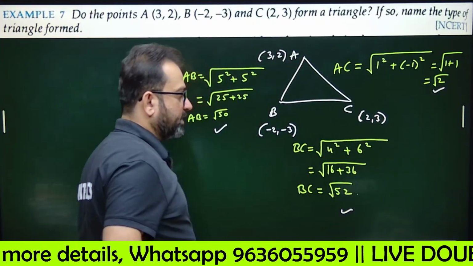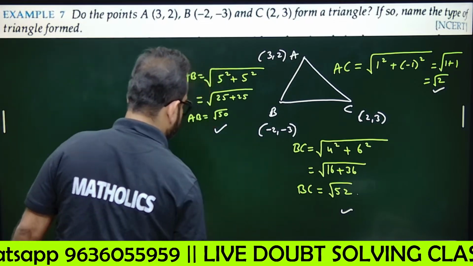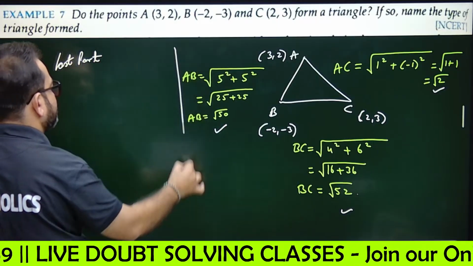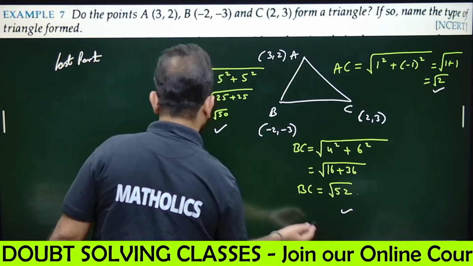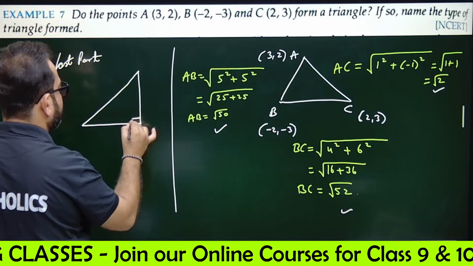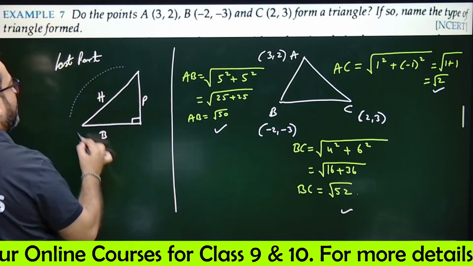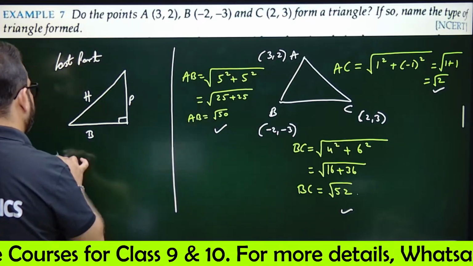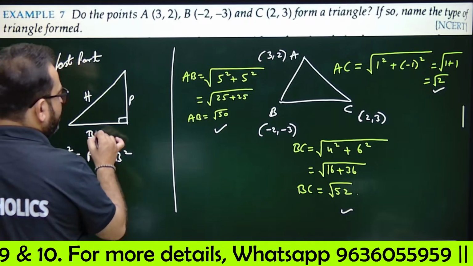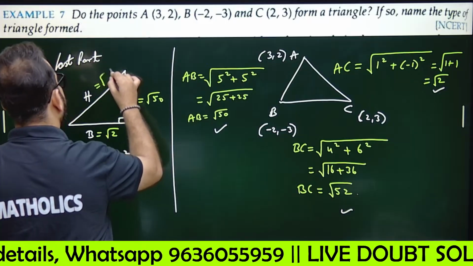Yes, it will form a triangle. But what kind of triangle? In a right angle triangle, this is the base, this is perpendicular and this is hypotenuse. You must be knowing a theorem, h square equal to p square plus b square. If I write the value of base as under root 2, perpendicular as under root 50, it will come out to be under root 52.